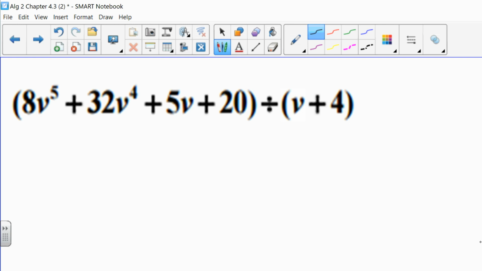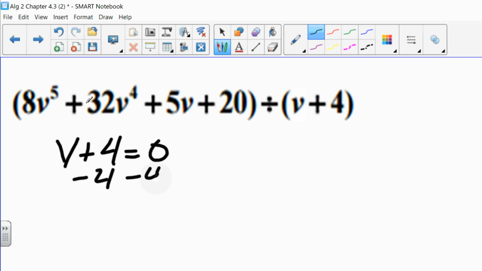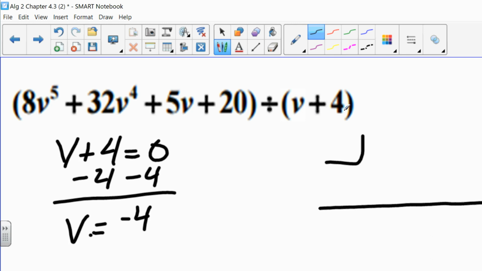So the first thing we need to do is to solve for what? V minus 4. So V is, now we can set up the synthetic division. So we'll have our cubby hole and line. The number that goes into the cubby hole would be -4.